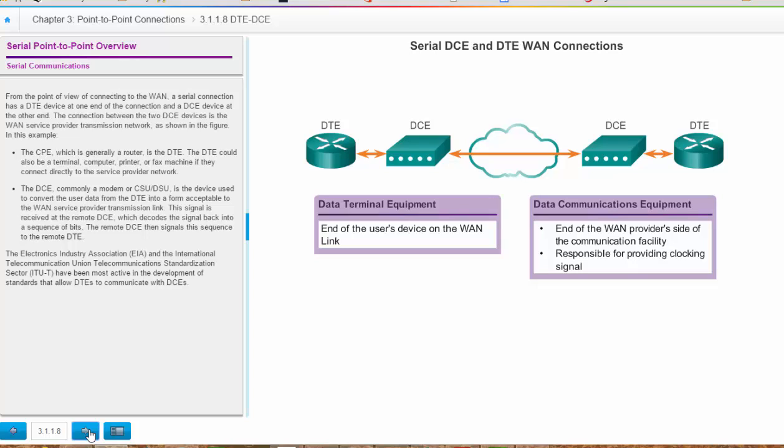It could also be a terminal, a computer, a printer, a fax machine, if they connect directly to the service provider's network. The DCE is commonly a modem, or a CSU-DSU. It's a device used to convert the user data from the DTE into a form acceptable to the WAN service provider transmission link. The signals are received at the remote DCE, which decodes the signal back into a sequence of bits, and the remote DCE then signals the sequence to the remote DTE.